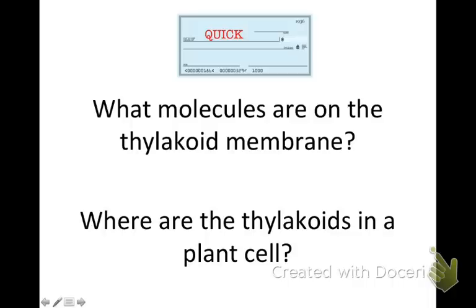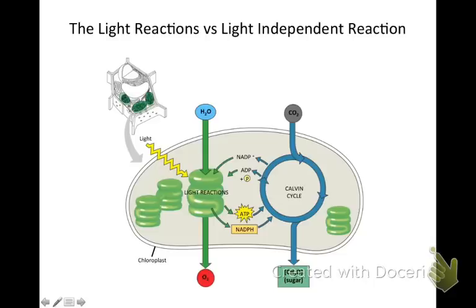Okay, so now that we've gone over the anatomy of a plant cell, let's focus on exactly what that means for us. But before we do that, here's a quick check. What molecules are on the thylakoid membrane? Yes, correct. The answer is a chlorophyll molecule. It's a pigment molecule. And also, where are the thylakoids in a plant cell? Take a moment. Pause it if you have to. The answer is that the thylakoids are in the chloroplasts, and they're floating around in the stroma of the chloroplasts.